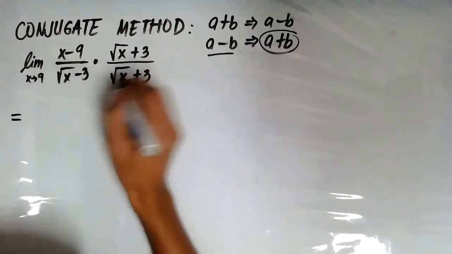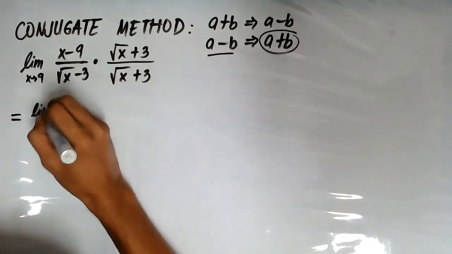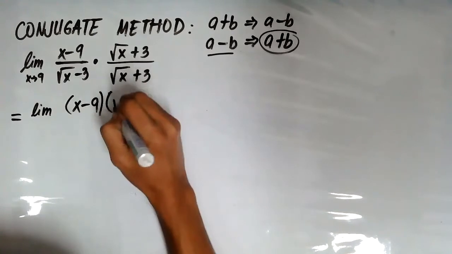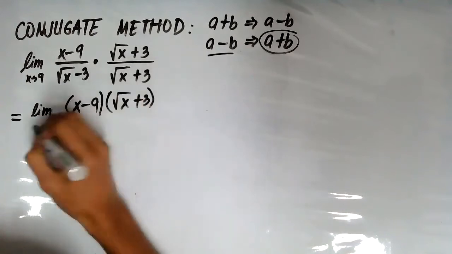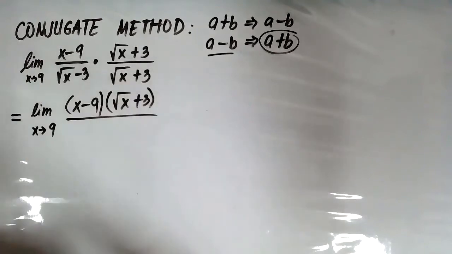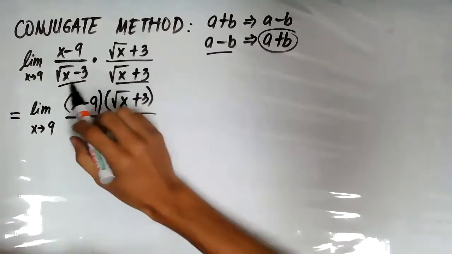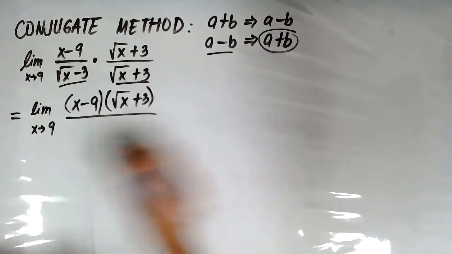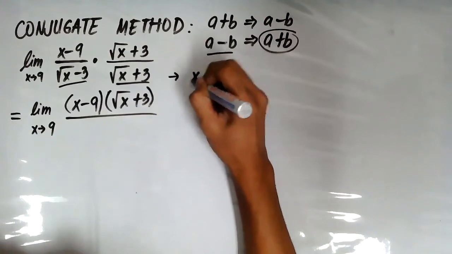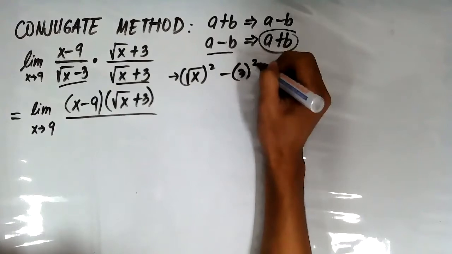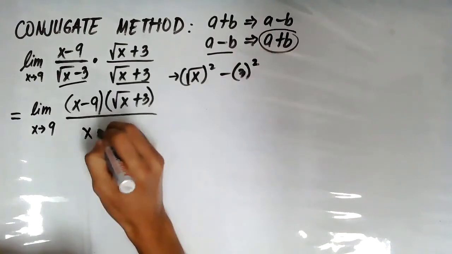All right, so let's see. If we multiply these two, we are going to get the product of x minus 9 times the square root of x plus 3 as x approaches 9, all over, multiply this one. As you notice, these two are very familiar. It is in the form of the sum and difference of a binomial. And if we multiply this, it will be equal to the difference of two squares, which is the square root of x squared minus the square of 3, which is equal to x minus 9.